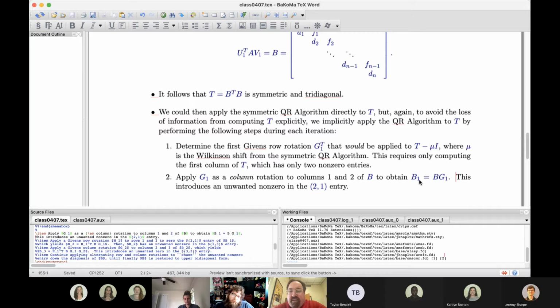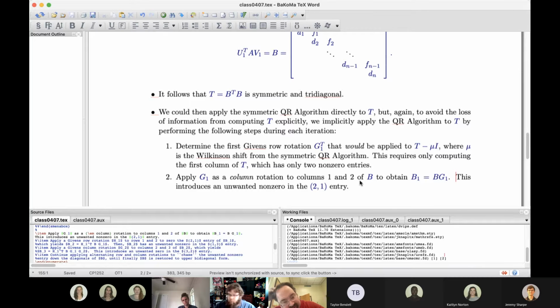Now, why do we do that? Because remember, if we were actually applying a symmetric QR algorithm to A transpose A, or to B transpose B, that would give us the right singular vectors. That would lead to the columns of V. So in other words, from transformations that are applied on the right. So that's what we're doing here as part of that transformation.